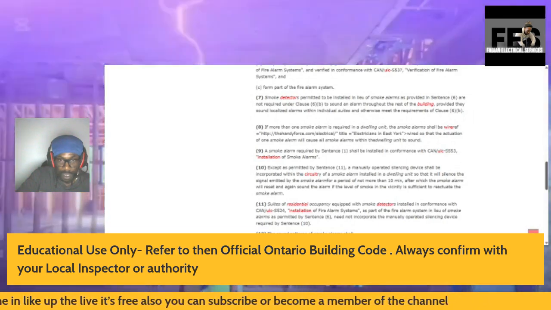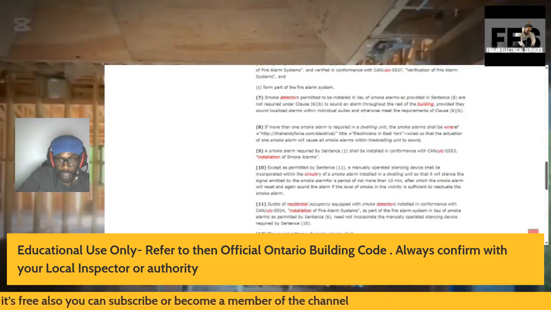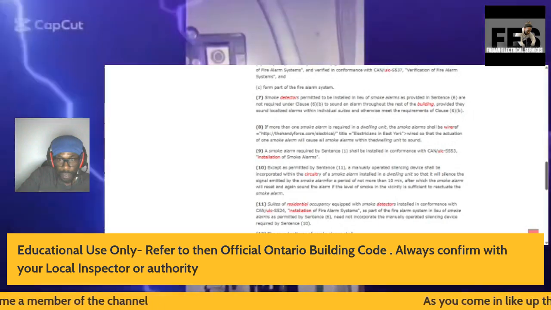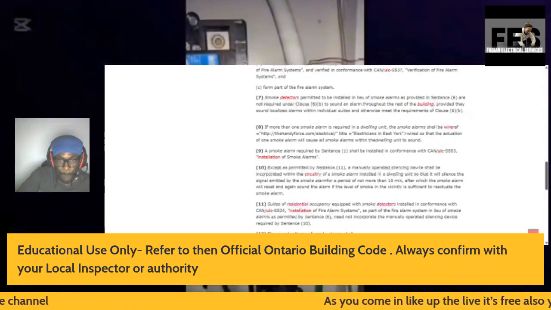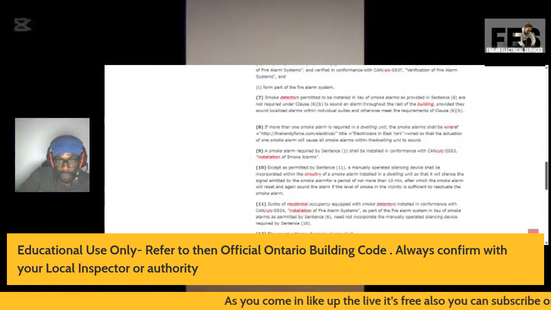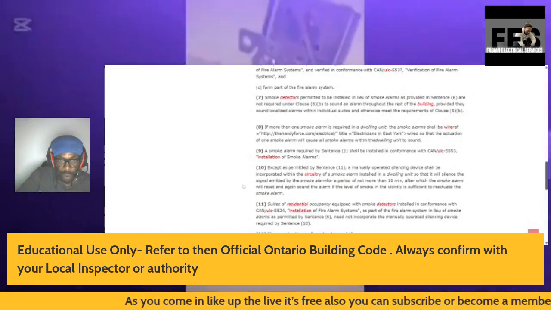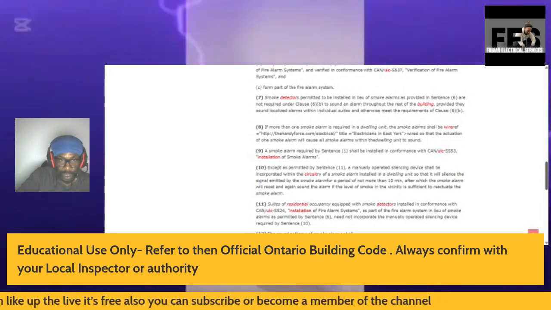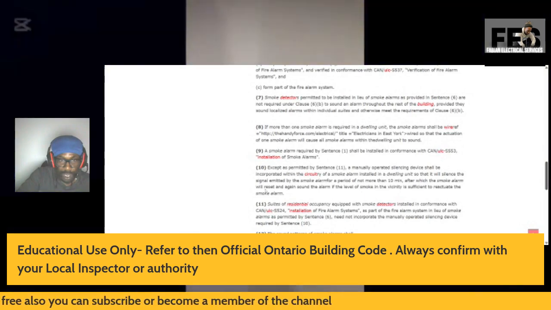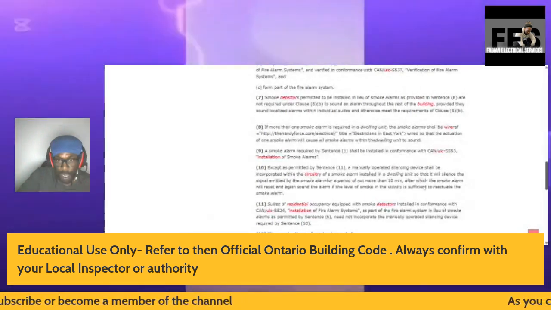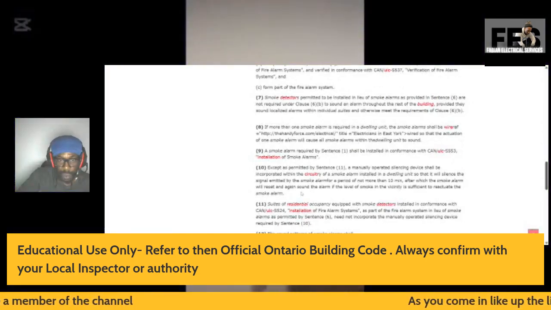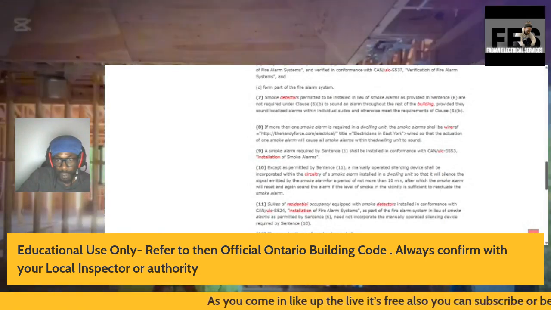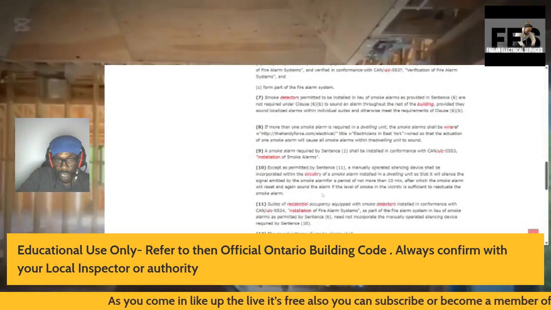Except as permitted by sentence 11, a manually operated device. That's a pull station. A manually operated silencing device shall be incorporated within the circuit of a smoke alarm installed in a dwelling unit so that it will silence the signal emitted by the smoke alarm for a period of not more than 10 minutes, after which the smoke alarm will reset and again sound the alarm if the level of smoke in the vicinity is sufficient to reactivate the smoke alarm.